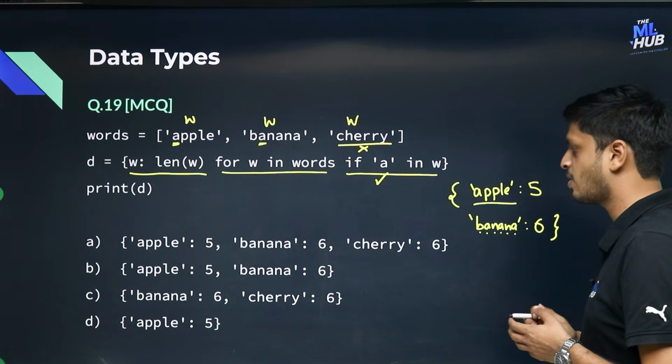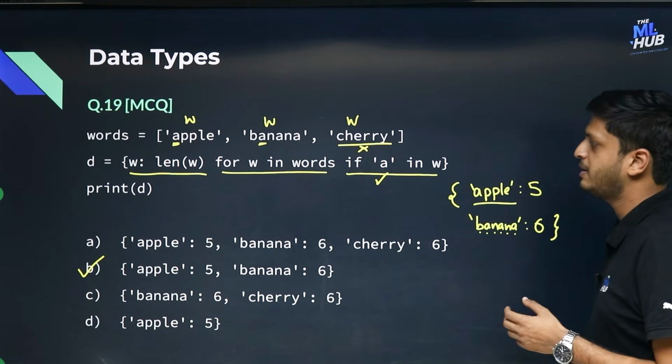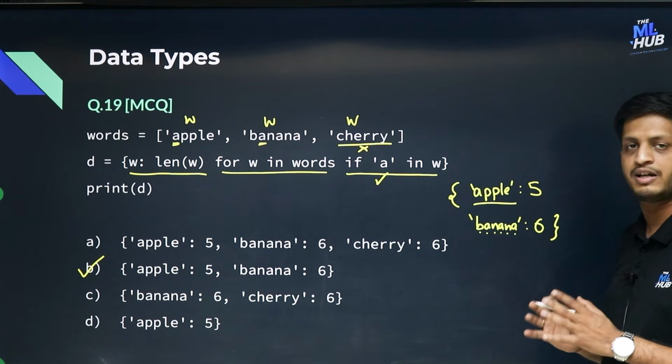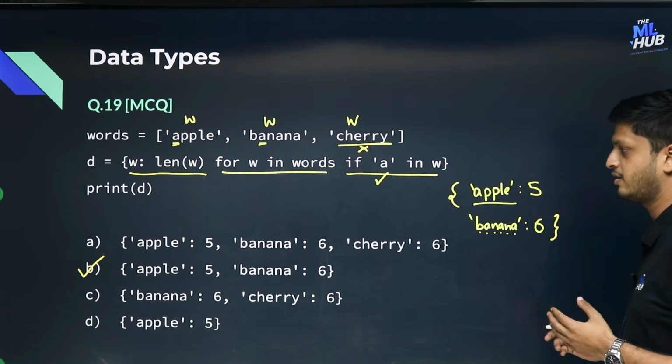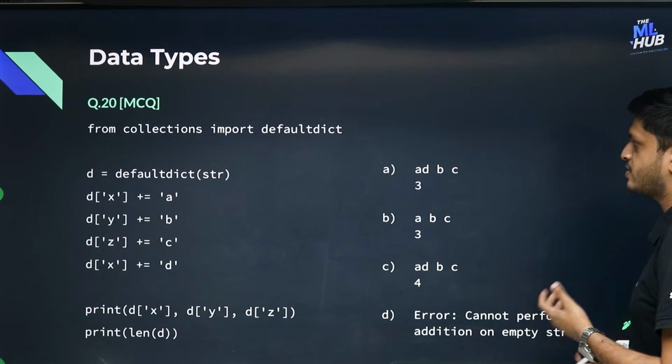Apple 5, banana 6 is option B, right? And hence the answer will be B. Just take a look at the comprehension very carefully and then you can answer the question. Okay, option B.